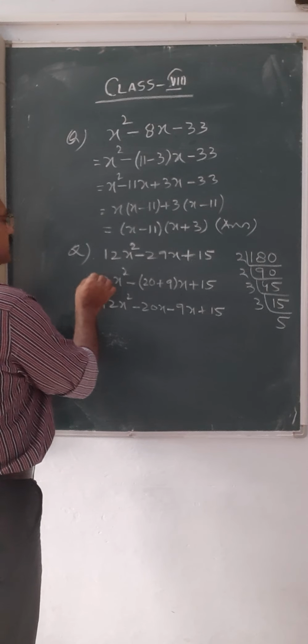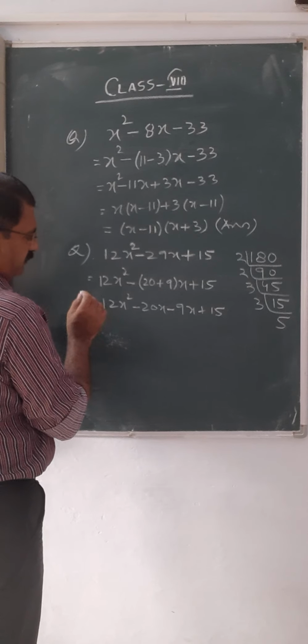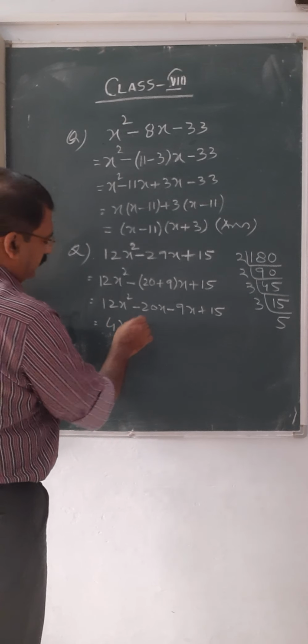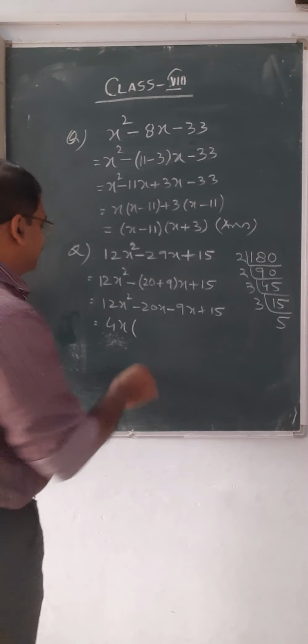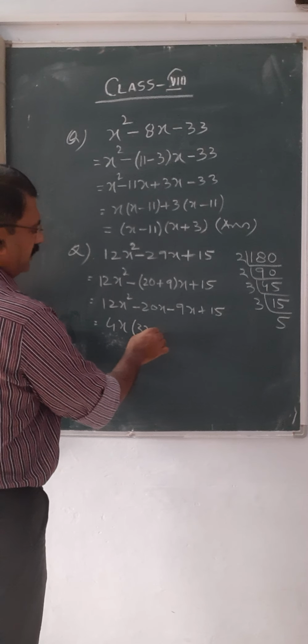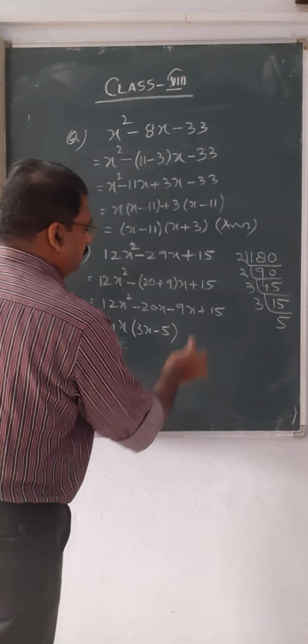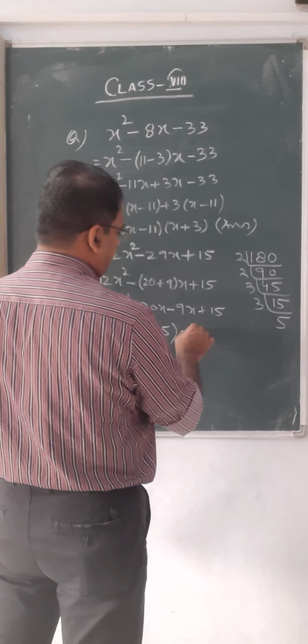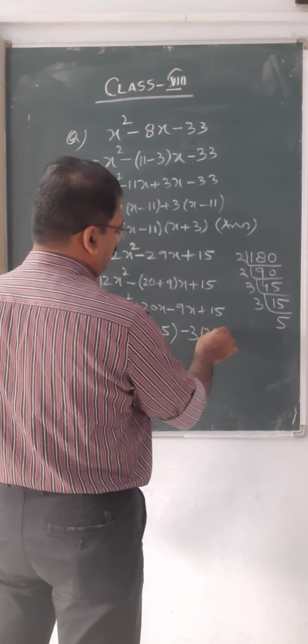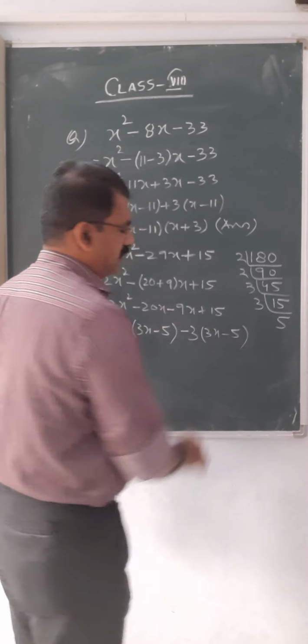Now from the first two terms you can take 4x common. So when you take 4x common, it is 3x minus 5. And from these two terms you take minus 3 common. So it will be 3x minus 5.